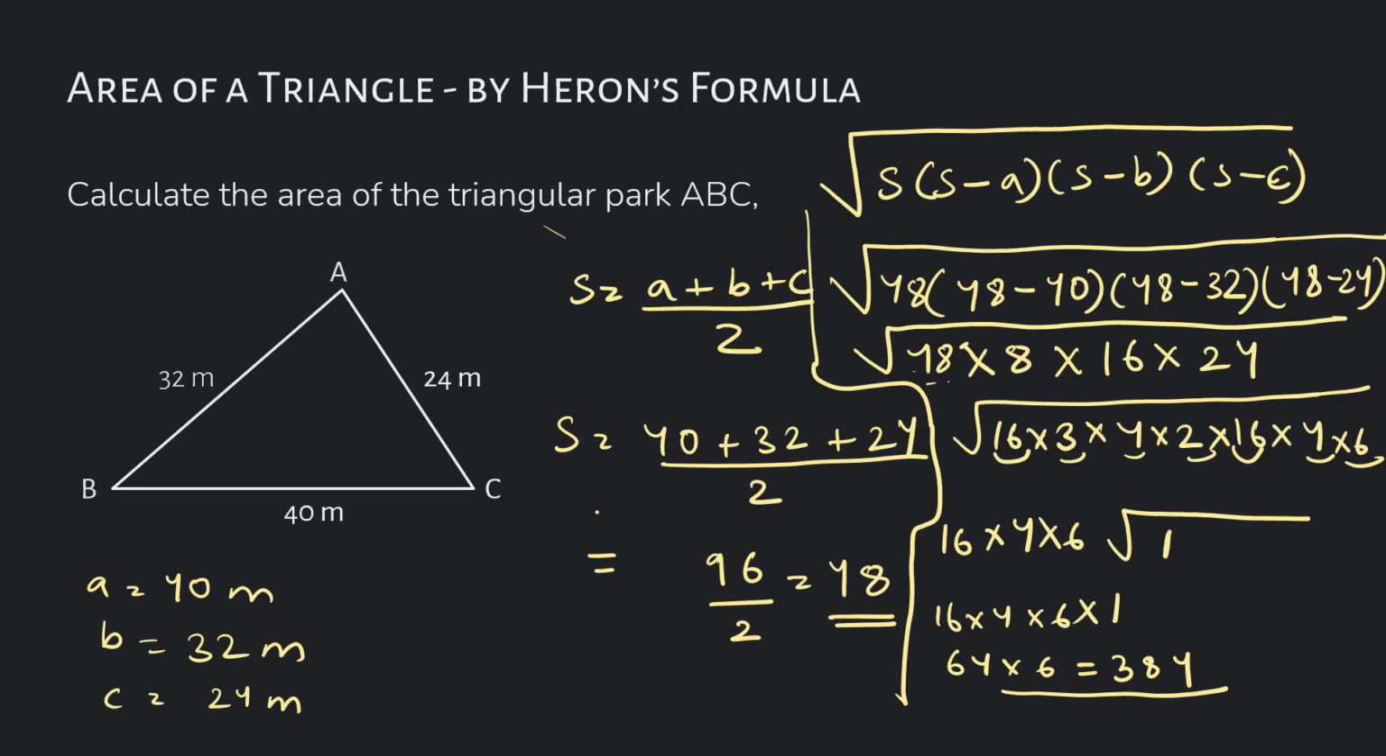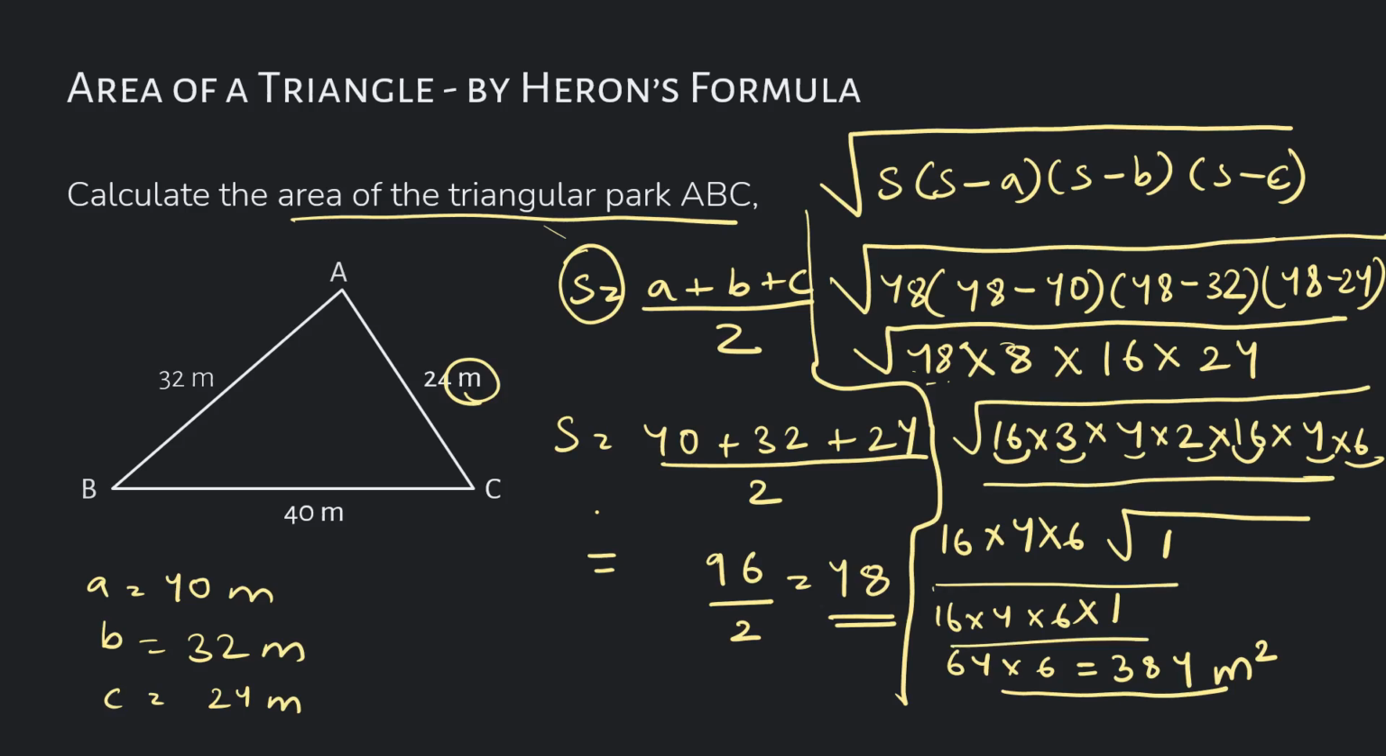And remember to put on the units. Since the length is given in meters, our area's unit will be 384 meters square. And this is how you will find the area of a triangle by using Heron's formula. First calculate the semi-perimeter, then subtract each side and multiply by the semi-perimeter. And then all that is left is calculation.